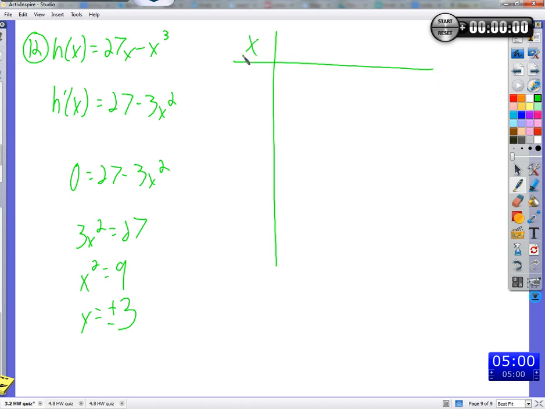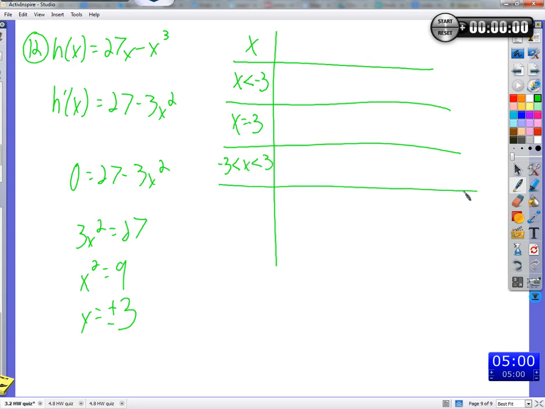So, for x values that we're interested in, we're going to list them all off. Negative 4 and all values that are less than negative 3. So, x is less than negative 3. x equals negative 3 would be the next thing we care about. Then x is greater than negative 3, but less than 3. Then x equals 3. Then x is greater than 3, because it's past 3. Okay, so that's x values.